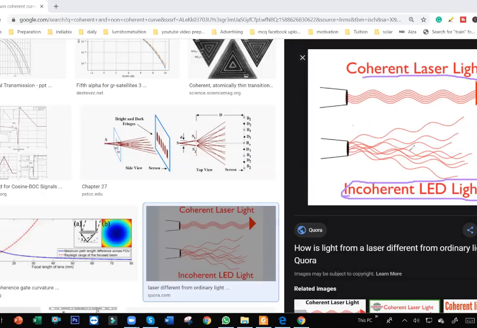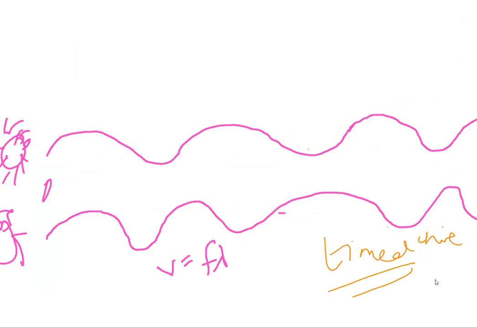Yeah. So in this case, the phase difference is not constant, it's varying. In this case, the phase difference is constant. Got it? Okay. If you have two slits, and this is one light source, this will give me coherent light.